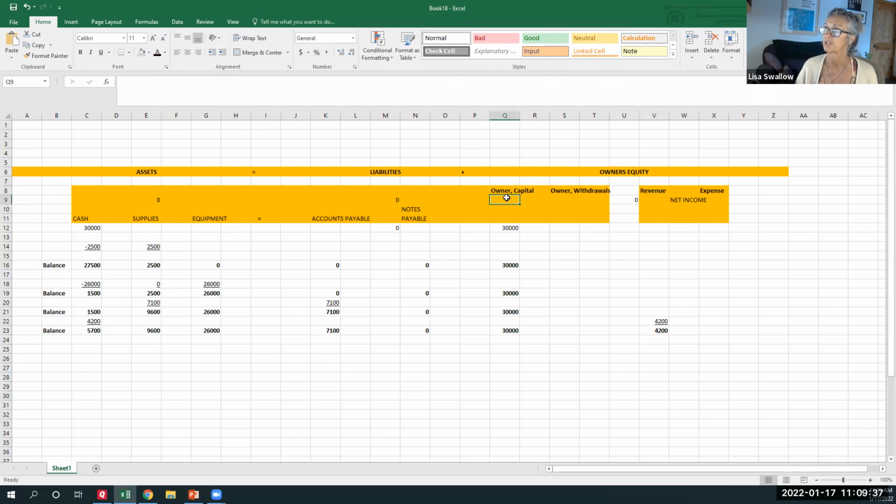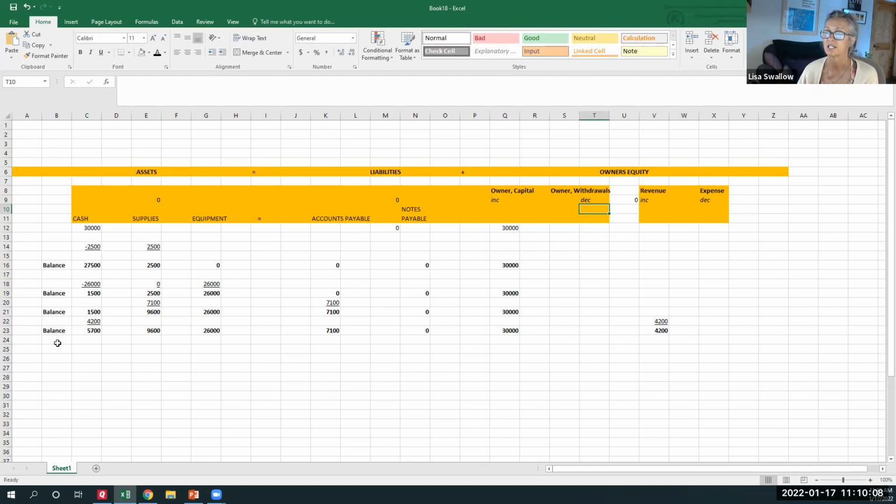So maybe we'll just put that down here. Increase. Increase. Whereas expenses and withdrawals do what? Decrease equity. So even though the expense of rent and salaries went up, the effect on owner's equity is to go down.